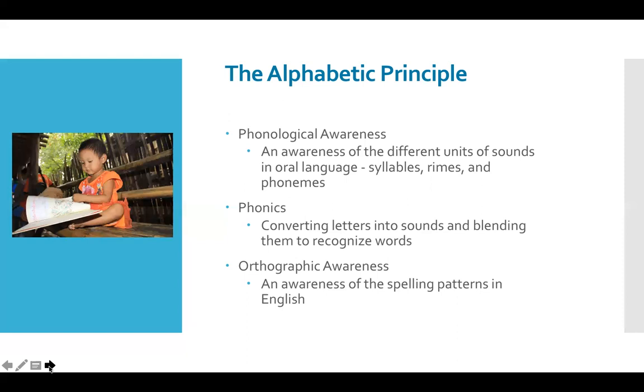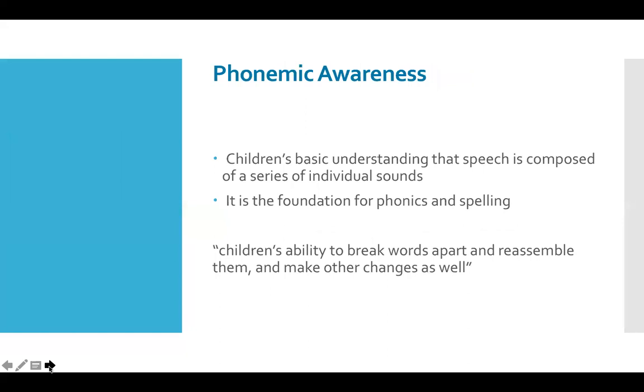By 3rd grade, most children have figured out the alphabetic code. There are 3 separate but related types of knowledge in the alphabetic code, and that is phonemic awareness, phonics, and spelling. The emphasis with phonemic awareness is on the sounds of spoken words, not on reading letters or pronouncing letter names. So it's all about the sounds in our spoken words.